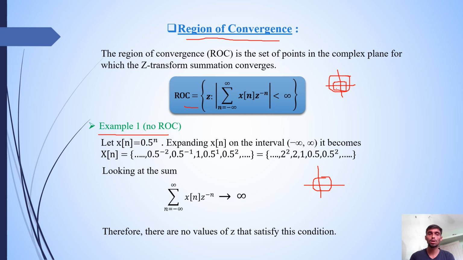Here there is no ROC. Let x of n be 0.5 whole power n, and expand this 0.5 power n with respect to the formula, with limits from minus infinity to plus infinity. I am going to expand the 0.5 power n from minus infinity to plus infinity, taking the values from minus 2 to plus 2.